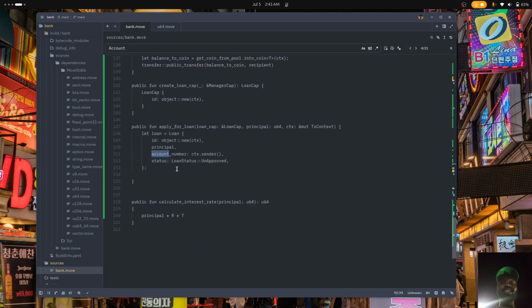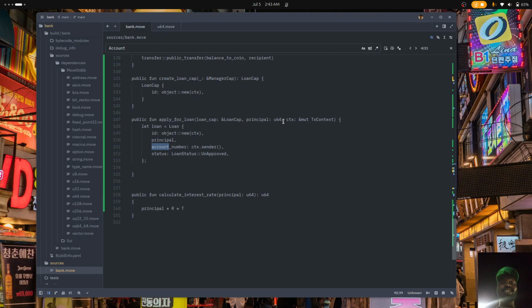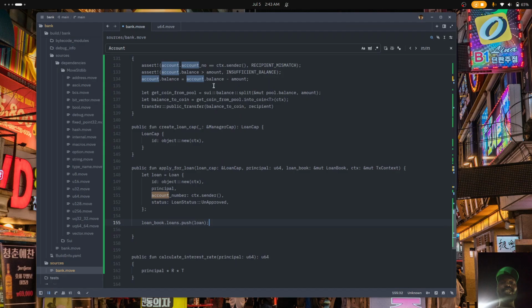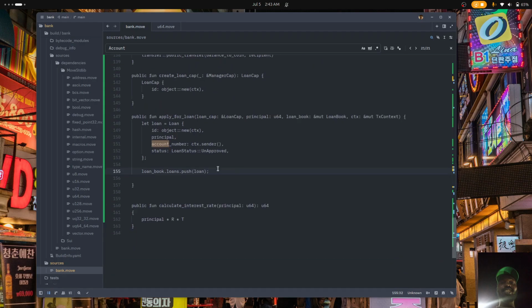So we can loan book. Yes. So from here, loan book, we can push this loan this way. Yes. Very good. So we can push it this way. So we've created a loan. So this is it.